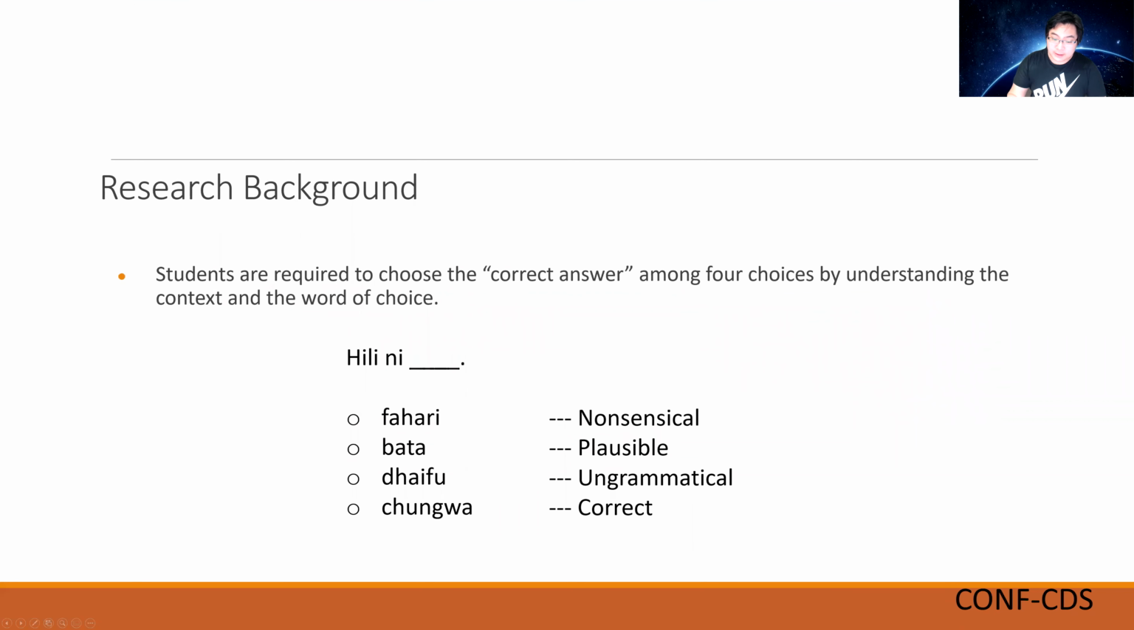Basically, the engine of the RoboTutor adapts for Swahili, and it generates 4 choice questions to test students with the comprehension of the Swahili stories. As the example shown below, there are 3 kinds of distractors: nonsensical, plausible, and ungrammatical. Students are required to choose the correct answer among 4 choices by understanding the context and the word of choices.